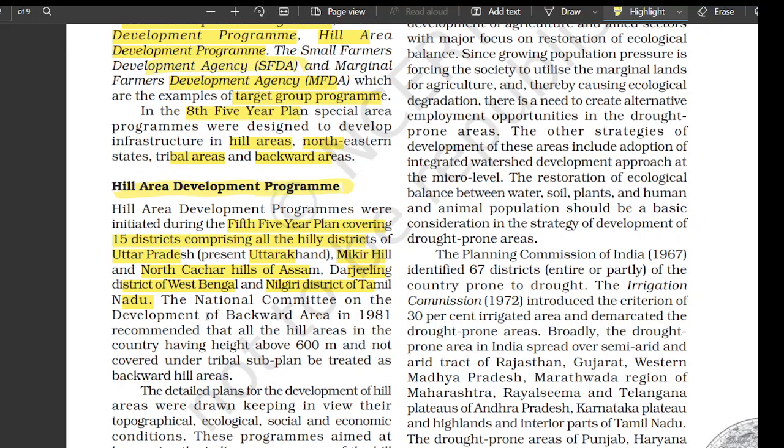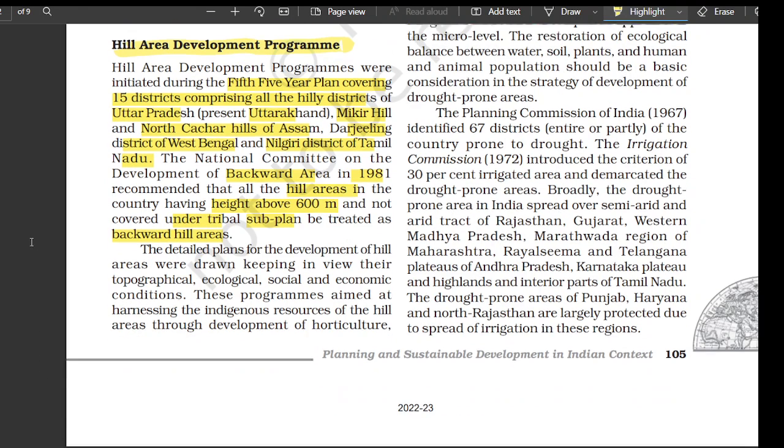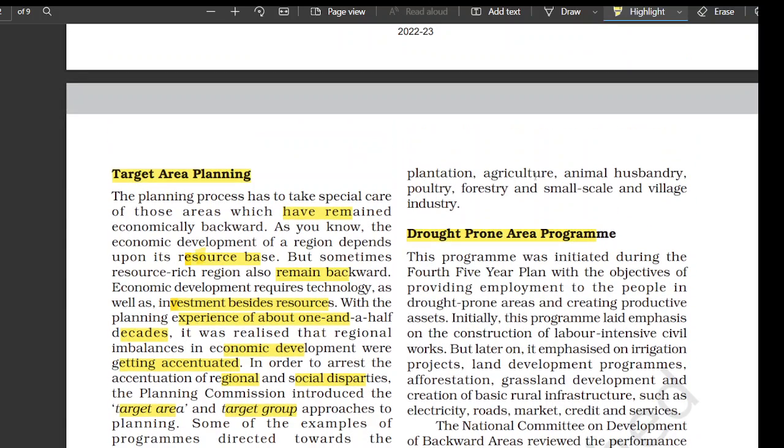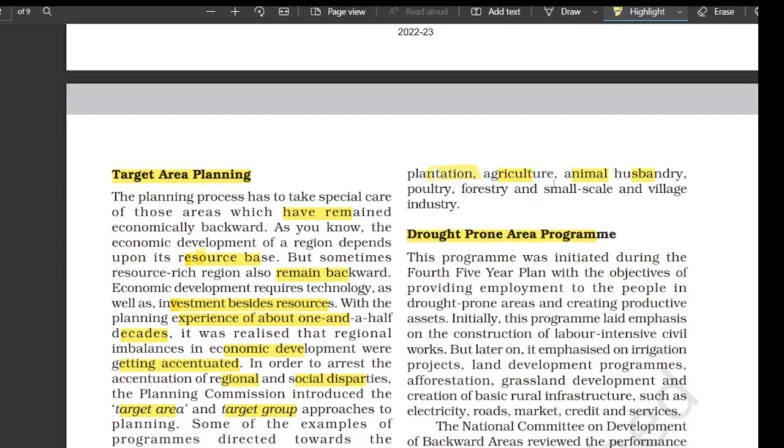The National Committee on the Development of Backward Area in 1981 recommended that all the hill areas in the country having height above 600 meters and not covered under tribal subplan be treated as backward hill areas. The detailed plans for the development of hill areas were drawn keeping in view their topographical, ecological, social and economic conditions. These programs aimed at harnessing the indigenous resources of the hill areas through development of horticulture, plantation, agriculture, animal husbandry, poultry, forestry, and small scale and village industry.